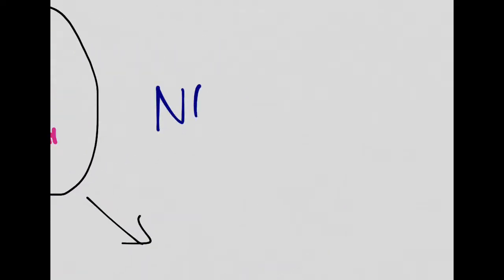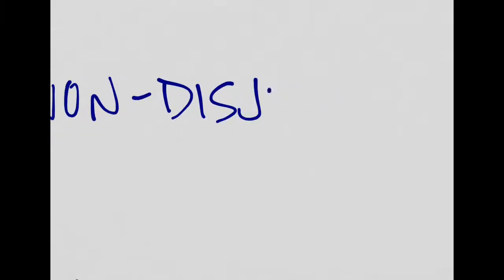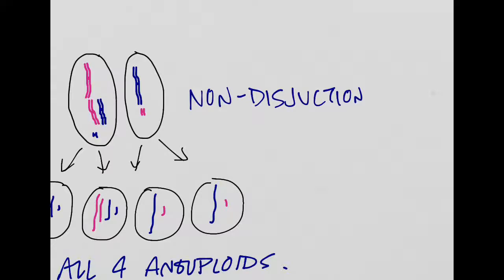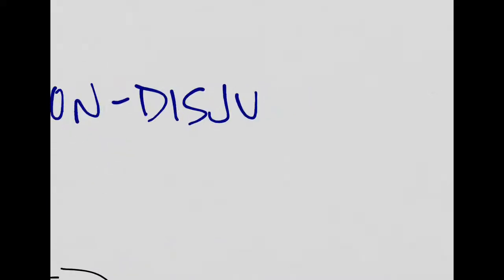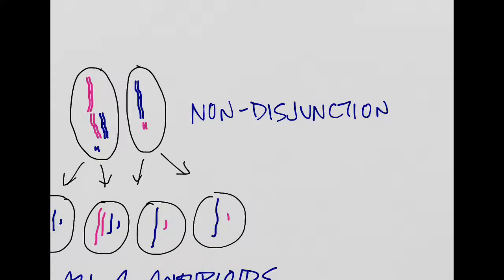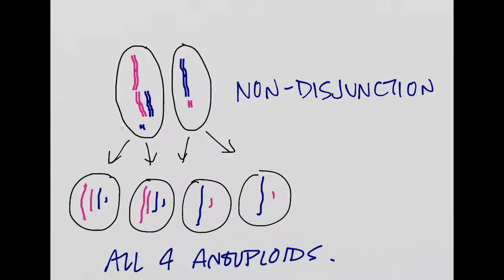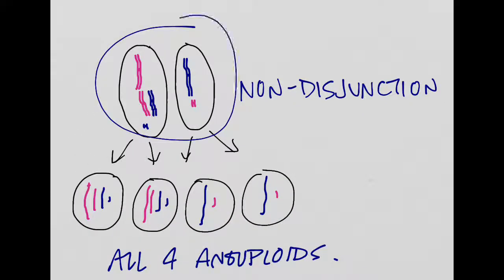It's called nondisjunction. So nondisjunction leads to an aneuploidy situation. Nondisjunction. Okay? Now, the nondisjunction happened at this first piece. What if nondisjunction happens after that? Let's take a look at that.